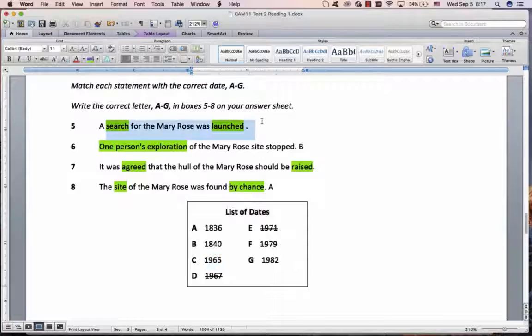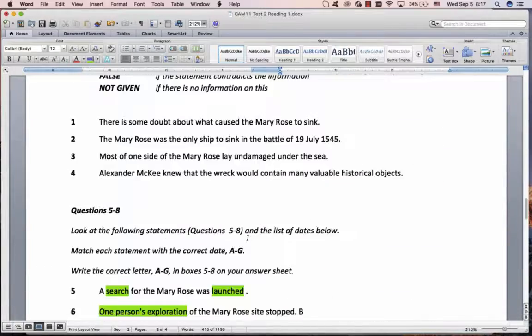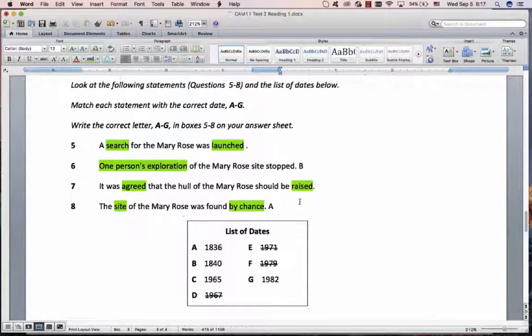65, he started to search for it. That's over here. Initiated a project. Initiate, initially, initial, that's a good word to know. It means to start something, or often it means at the beginning. So I'm quite happy about that. 65 is C. And then finally 82, it was agreed, it was given the go-ahead, was G.